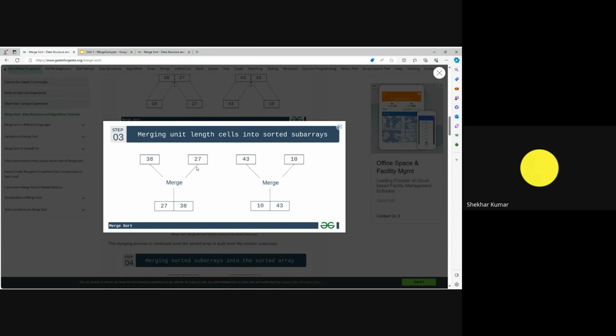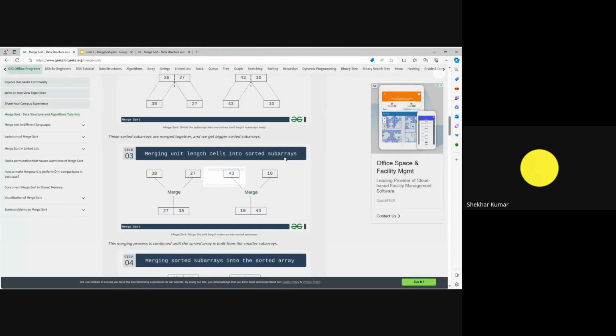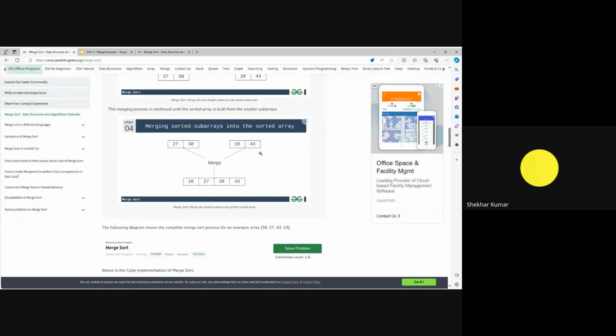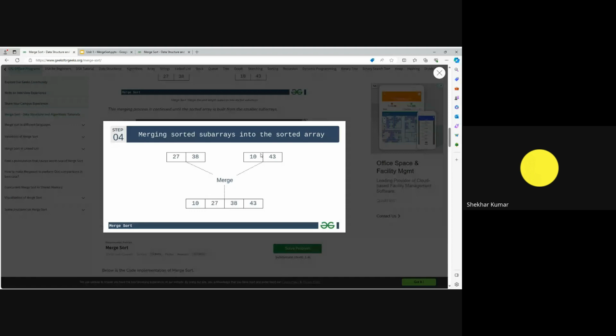After finding out the solution of 38 and 27, you have merged these subproblems in merge sort. Again, the merging process will continue until we find the complete solution of the problem. Now you can see here there are two subarrays, 27 and 38, 10 and 43. Now we will again merge these two subarrays after finding out the solution.